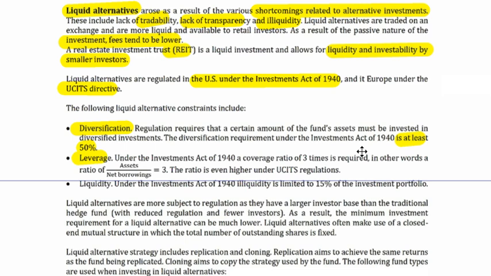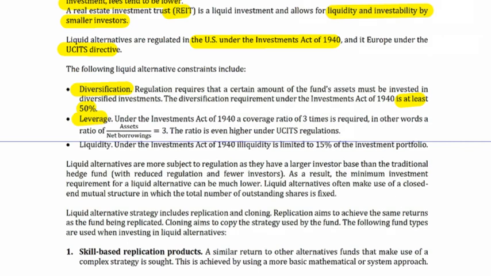Leverage: we've got a leverage ratio of 3. How do you calculate leverage? It's a lovely little ratio. Please know it, guys. It's assets over net borrowings. If the ratio is 3, what does that mean? That means that you've got 3 times more assets than your borrowings. You can just see that from that ratio over there. Liquidity is limited to 15% of the investment portfolio.